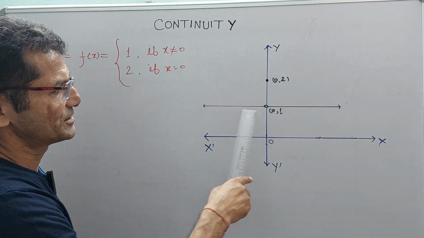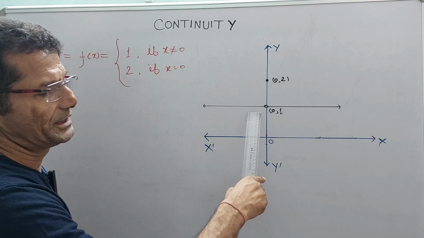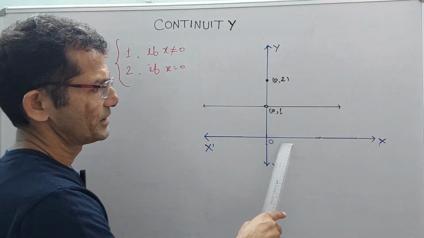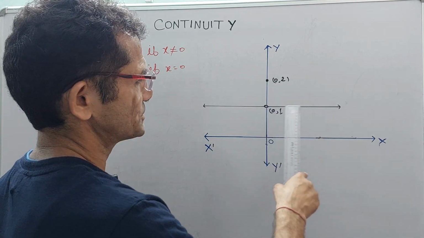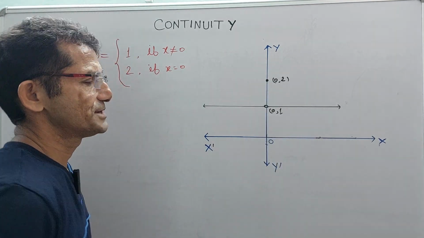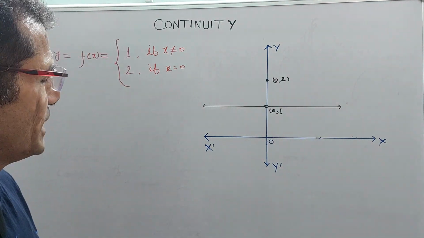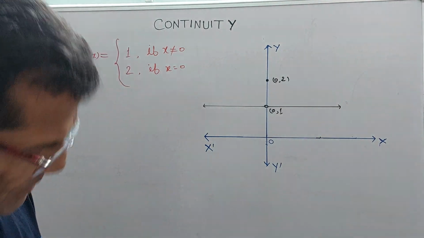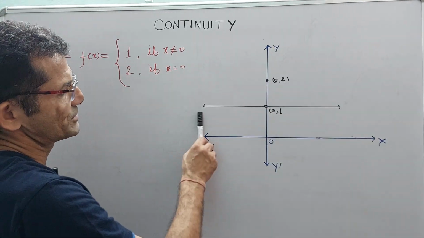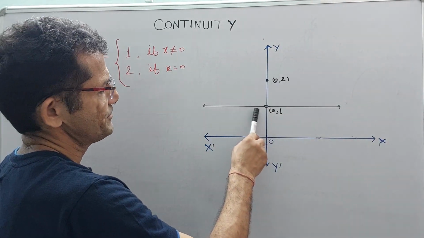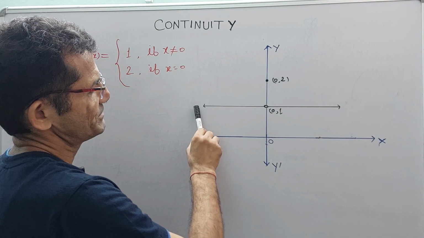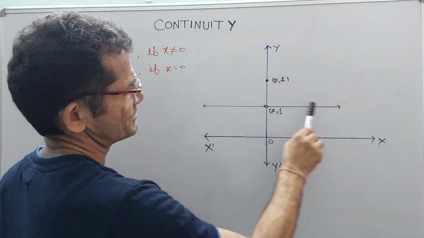Everywhere from minus infinity to 0, this is a continuous line, and from 0 to plus infinity it is also continuous. So we only have to check at the point of origin. If I take my pen from minus infinity to 0, we cannot go in a single stroke from minus infinity to plus infinity like this one.